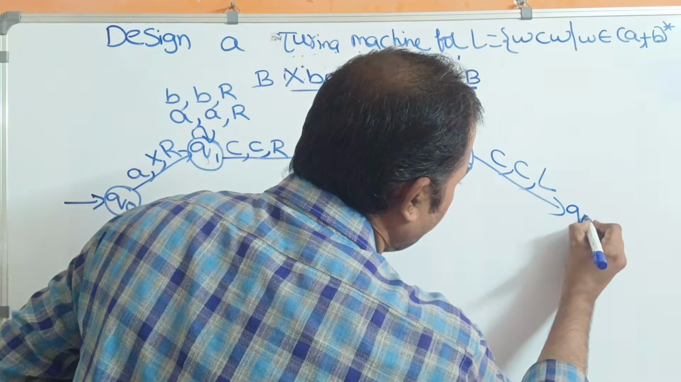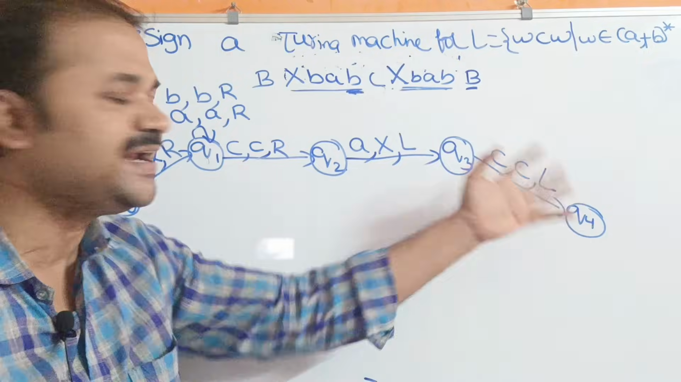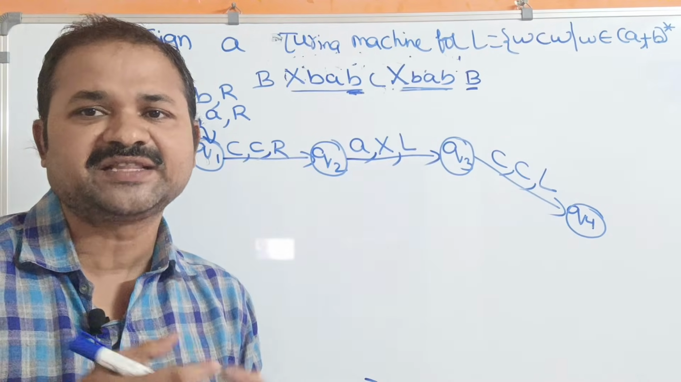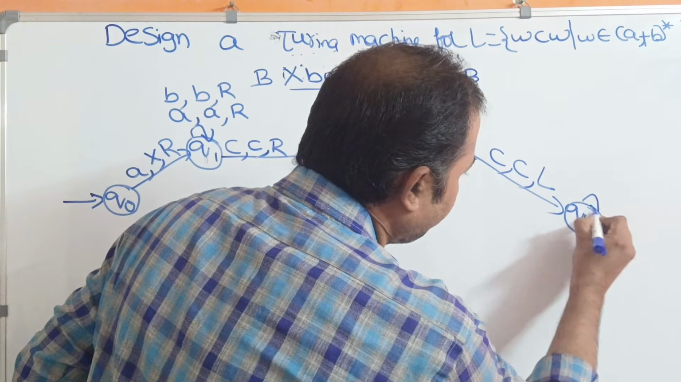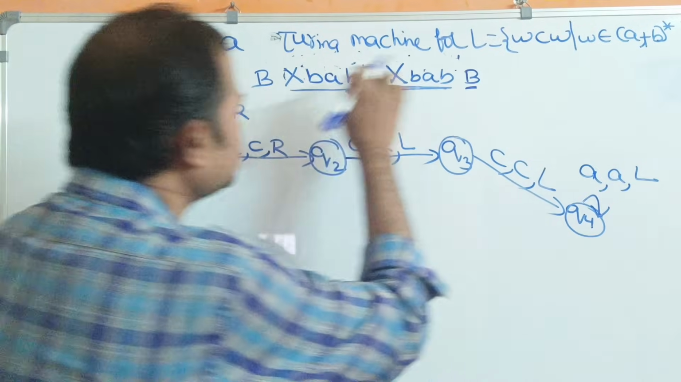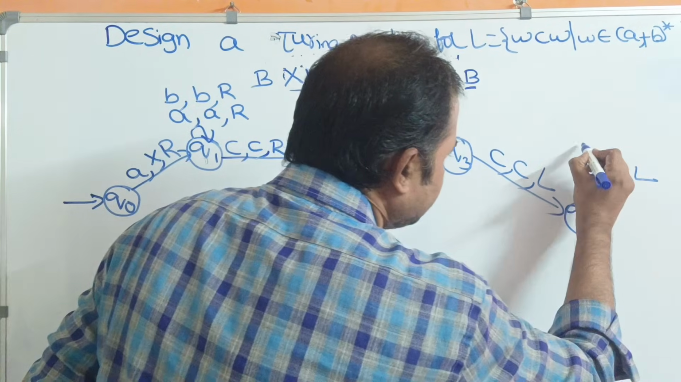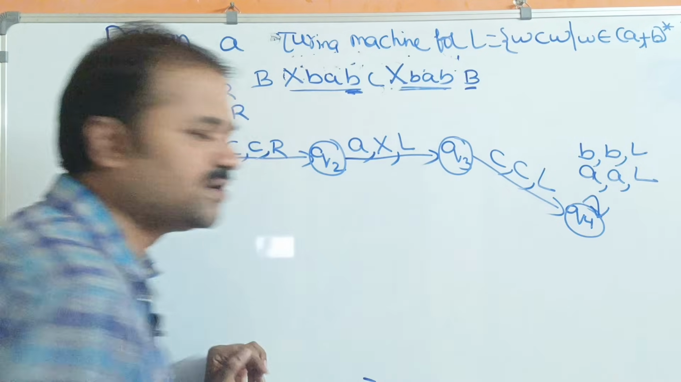So let us assume that now we are at Q4 state. On Q4, we can read any number of A's and B's, but there is no need to change those A's and B's. So on Q4, if we read A, keep it as A only, but move the head towards the left, till we get X. On Q4, if we read B, keep it as B only, but move the head towards the left.